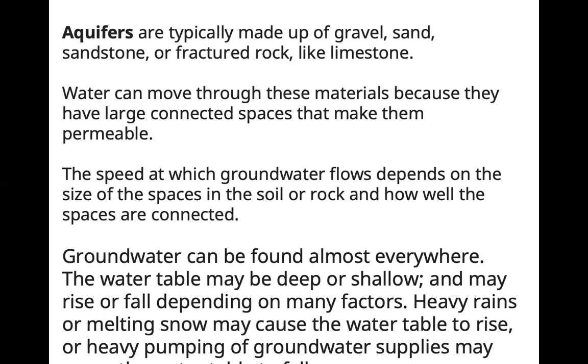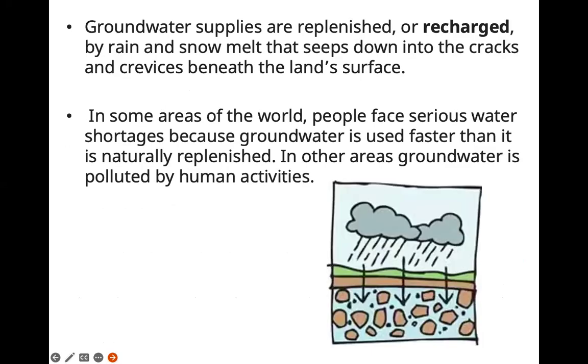So groundwater can be found almost everywhere. Here, the water table may be deep or shallow, and it may rise or fall depending on how many factors come into play. Heavy rains and melting snow are also capable of causing the water to rise, and these account for most of the water found in our aquifers. Groundwater supplies are normally recharged or regenerated when it rains or when snow falls and the snow eventually melts and moves into cracks and crevices beneath the Earth's surface.